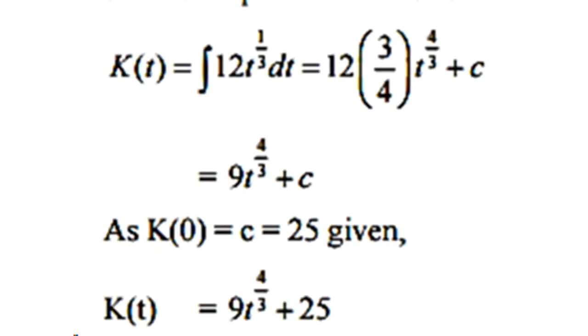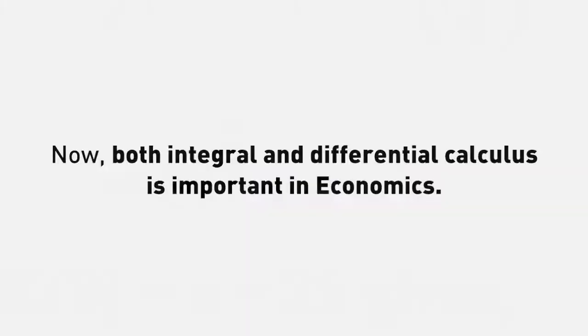Solution: K of t is equal to the integral of 12t raised to 1 over 3 derivative, which is equal to 12 times 3 over 4 t raised to 4 over 3 plus C, which is equal to 9t raised to 4 over 3 plus C. As K at t is equal to 0 is equal to C is equal to 25, given K of t is equal to 9t raised to 4 over 3 plus 25.